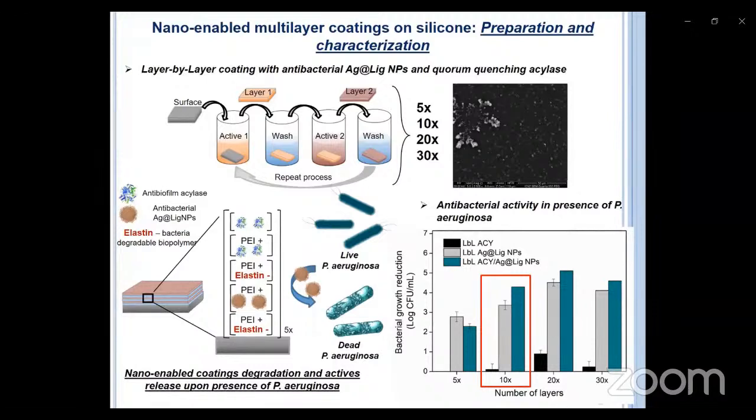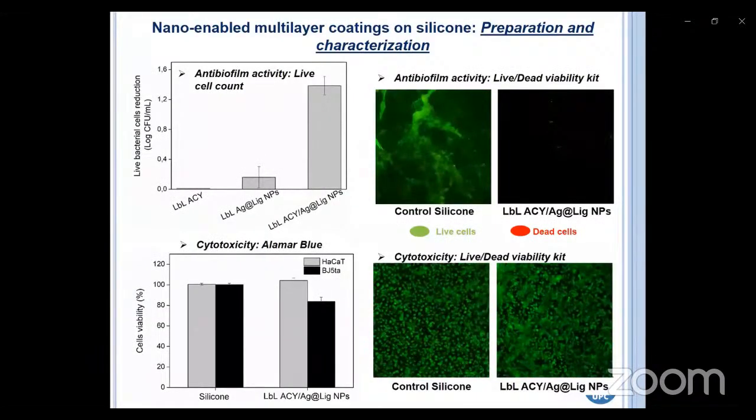The hybrid silver lignin nano-enabled coatings, developed after 10 sequential deposition steps of 4.5 bilayers as demonstrated here, reduced the growth of bacteria by more than 3 logs, and therefore were subjected to further analysis. The selected hybrid coatings were able to inhibit the Pseudomonas aeruginosa biofilm growth, as was confirmed after live biofilm cell counting and microscopic visualization of the biofilm after staining with a live dead cell viability kit.